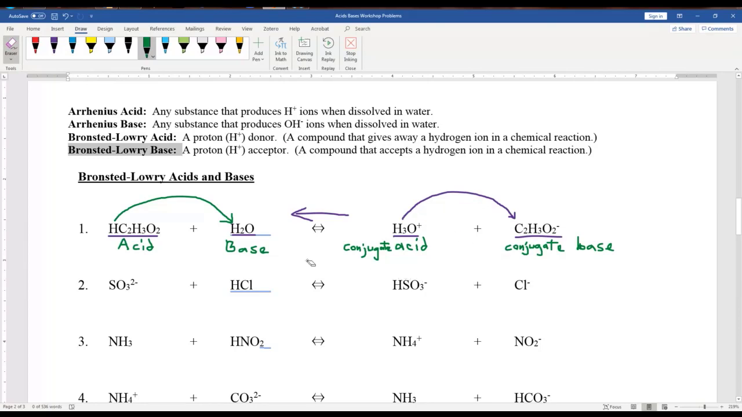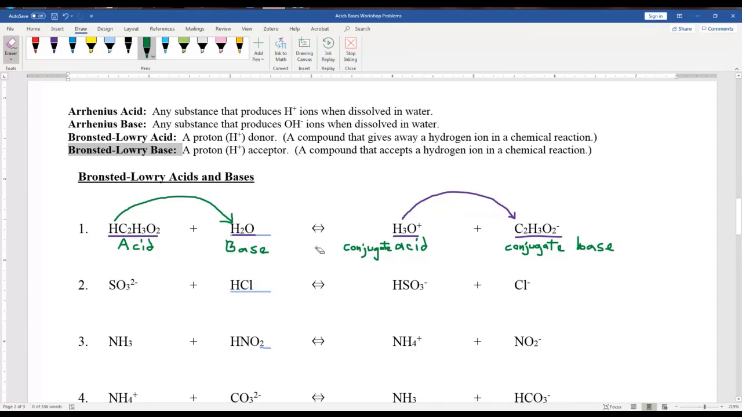Okay, does that make sense? Going forward, the HC2H3O2 donates a hydrogen to H2O, and that's why it causes H2O to become H3O plus. Since it's a proton donor, it's a Bronsted-Lowry acid. The base, the water, accepts the hydrogen, so that's the Bronsted-Lowry base.